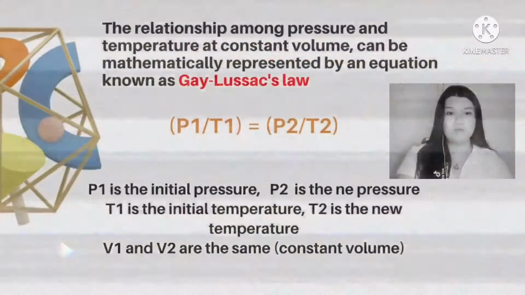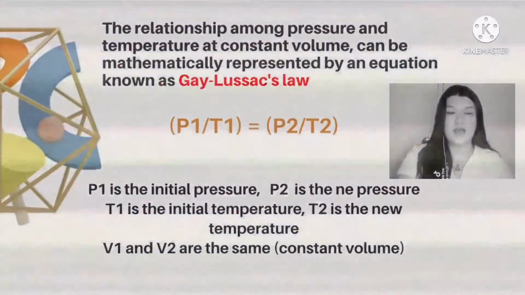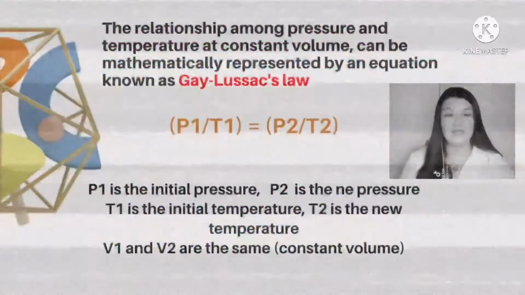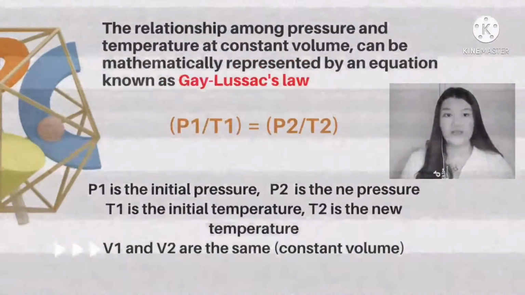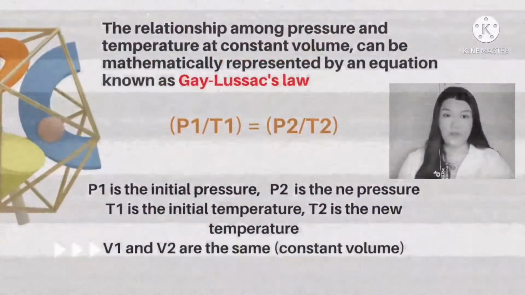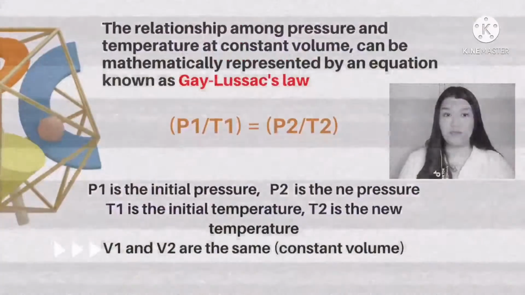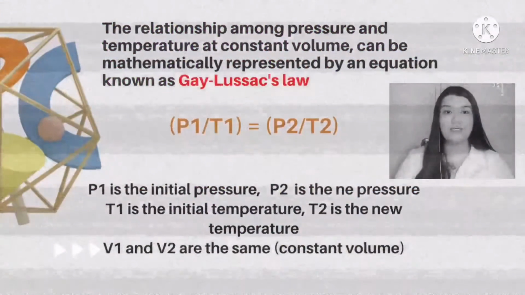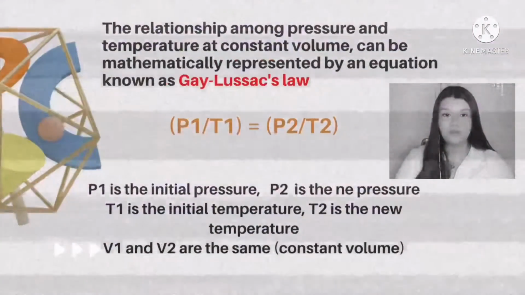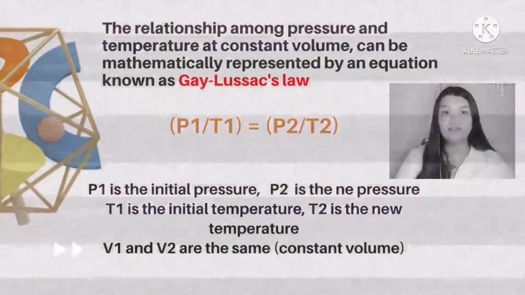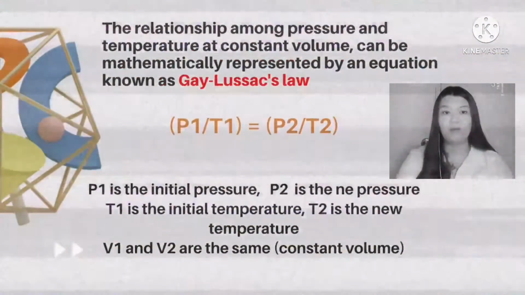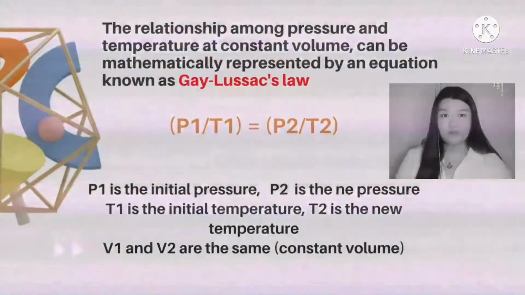The relationship between pressure and temperature at a constant volume can be mathematically represented by an equation known as Gay-Lussac's law: P1 over T1 equals P2 over T2. P1 is the initial pressure, P2 is the new pressure, T1 is the initial temperature, and T2 is the new temperature. V1 and V2 are the same, a constant volume.